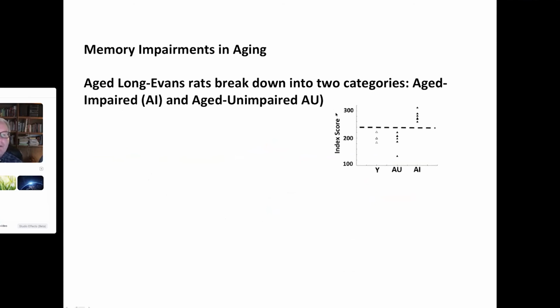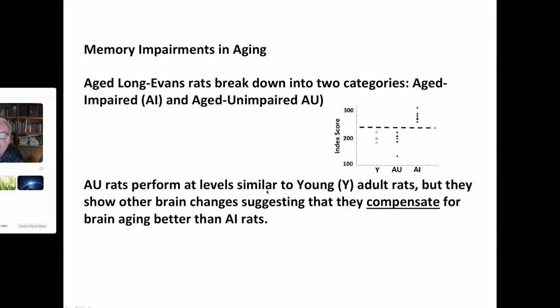When you have a learning index score in the Morris water maze, a group of old animals have the same learning index as young animals, whereas another group of old animals have impairments. They're worse than the age unimpaired and worse than young animals. That suggests that the AU rats perform at levels similar to young, but they show other brain changes, suggesting that they can compensate for brain aging better than AI rats.